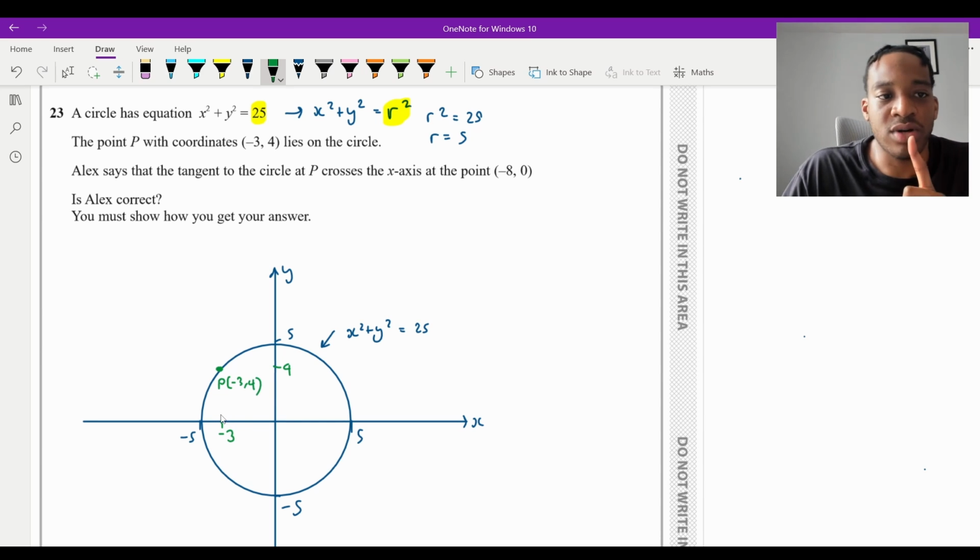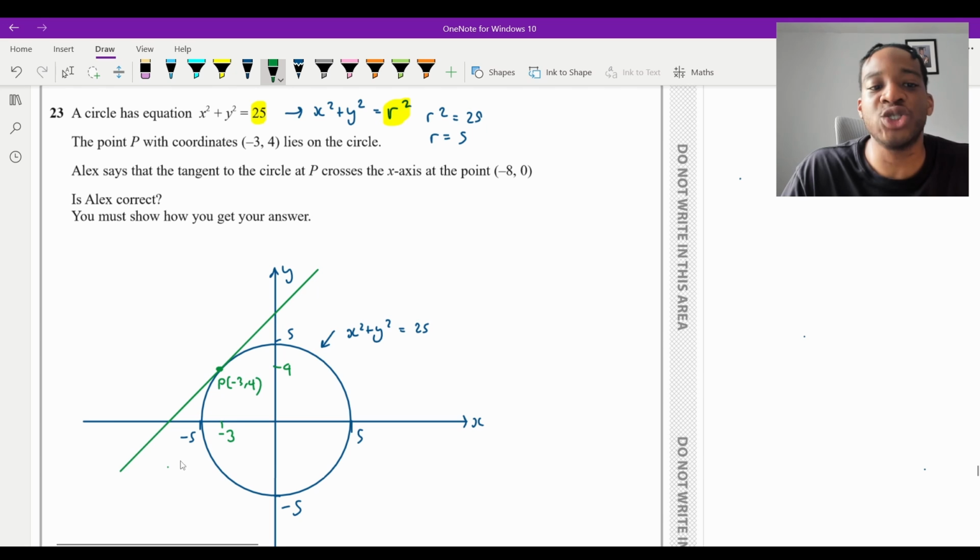Okay, now there's a tangent to the circle at P. Another thing you need to remember, a tangent is just a line that touches your circle at a specific point. It just skims the circle. So if I was to draw a tangent passing through this point P, it's going to look something like this, isn't it? A rough sketch. It's going to look something like that. This is our tangent line.